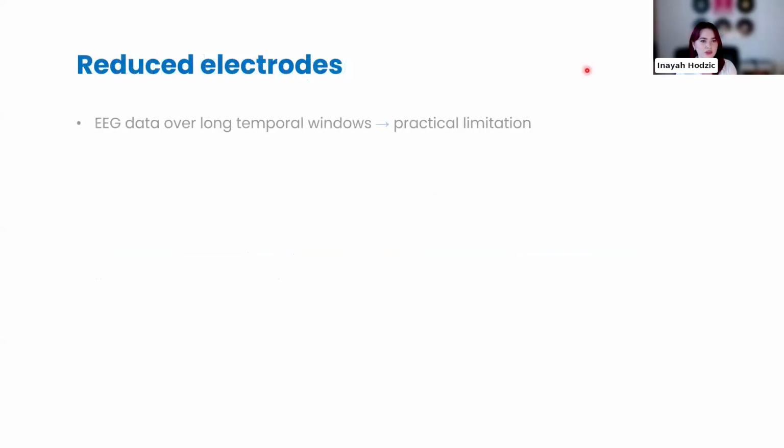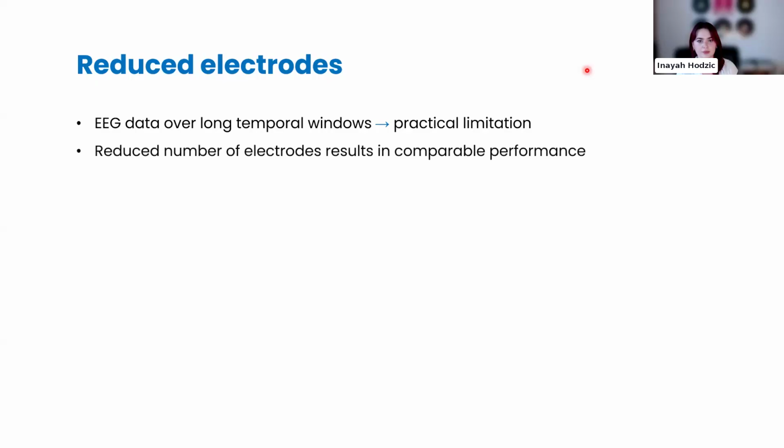And what comes with that is that EEG data over long temporal windows, which we would need for this sort of approach, does have a practical limitation. And we found actually that, in research, it has been suggested that a reduced number of electrodes, so instead of having the full set, or maybe like the 9 electrode set that we use at the Amsterdam UMC, that reduced number of electrodes results in comparable model performance when it comes to such EEG classification tasks.